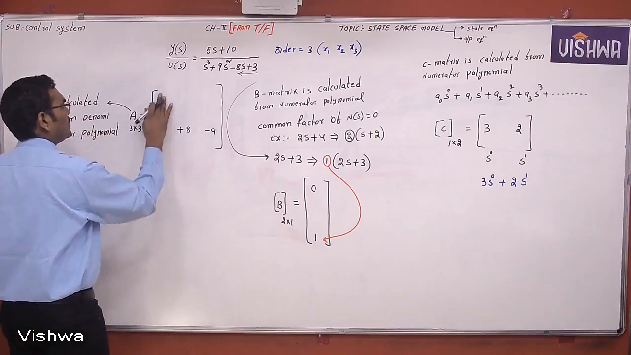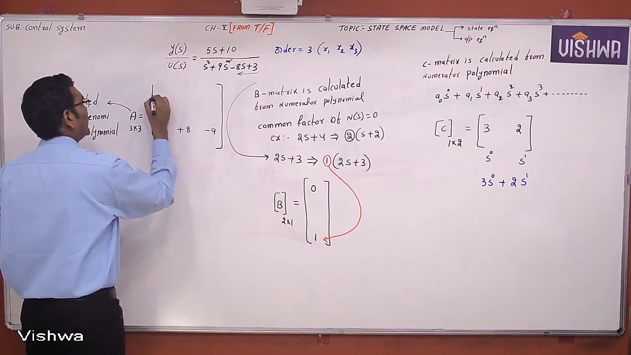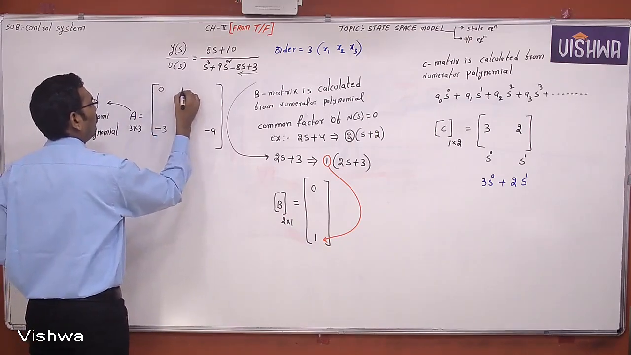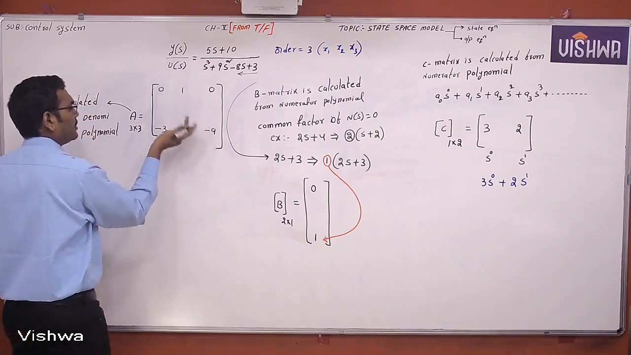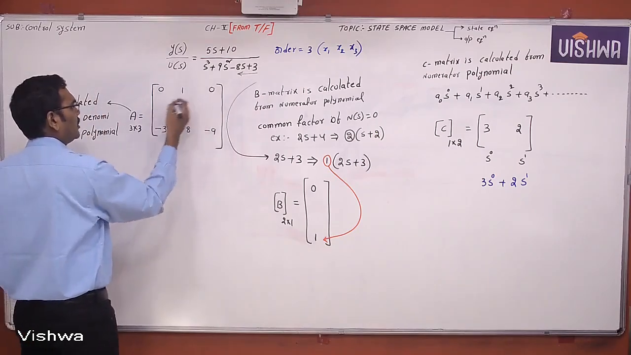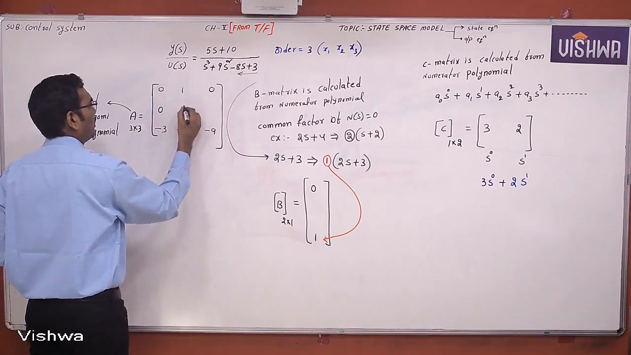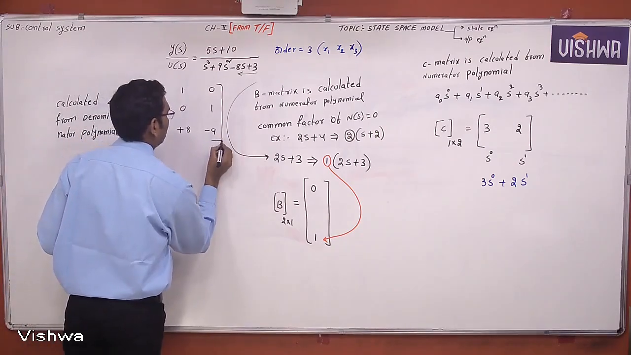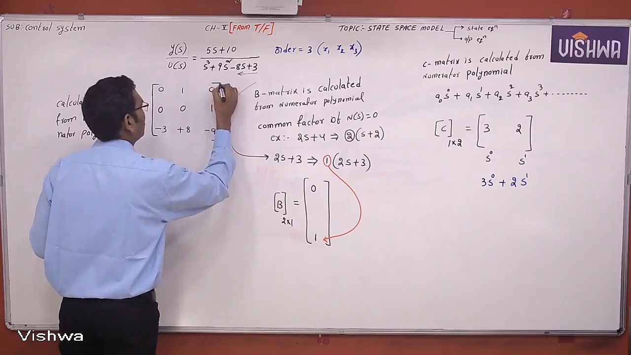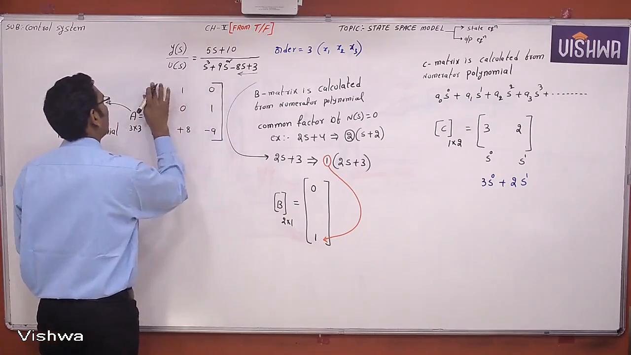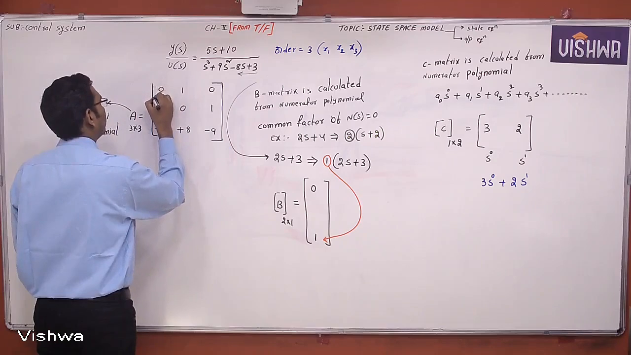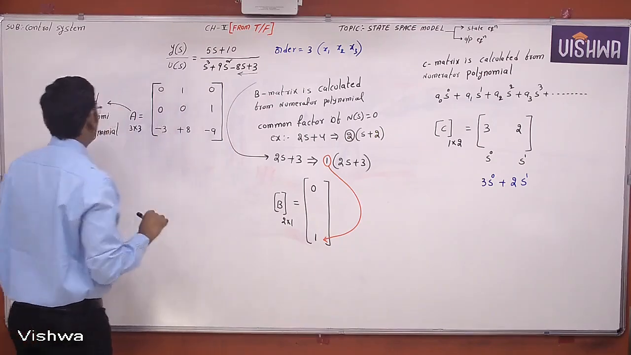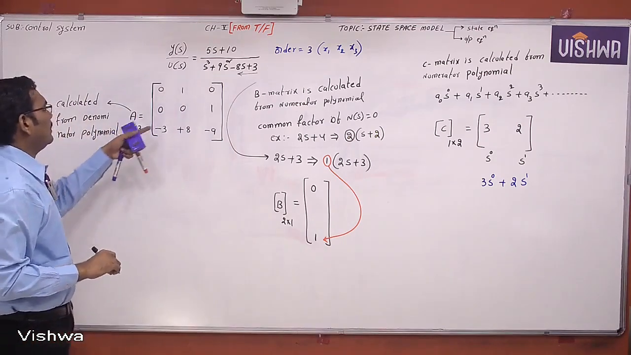And the first row is a fixed row. First element and second element are fixed: 0, 1, 0. The remaining is just shifted by 1 bit position to the right. So this is the A matrix, from the denominator polynomial.